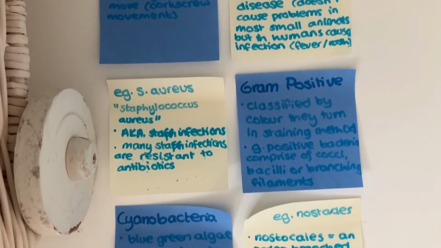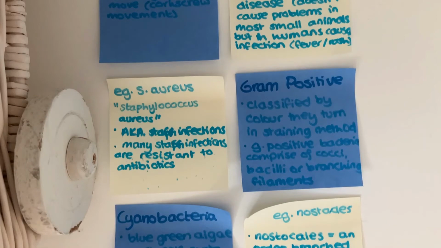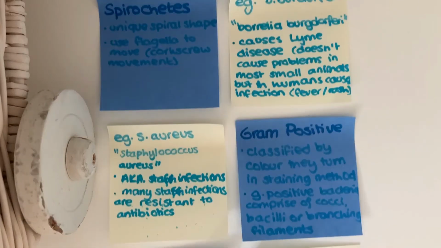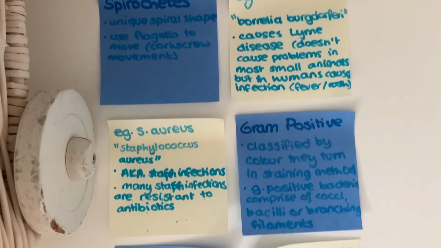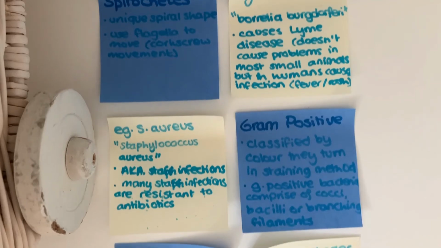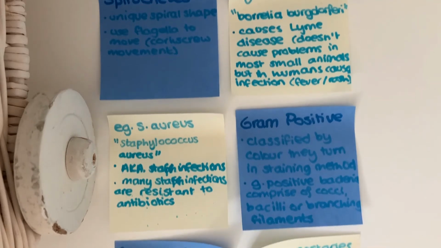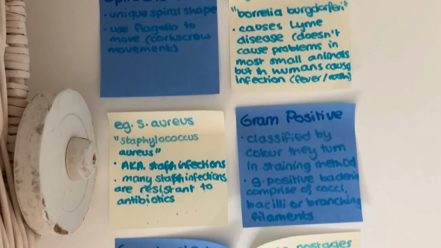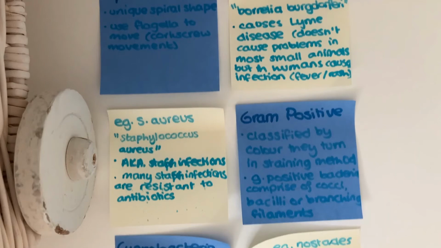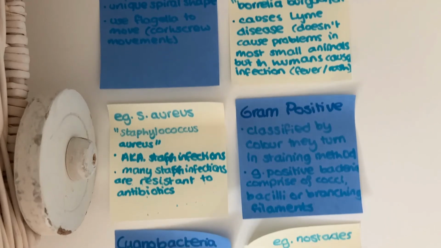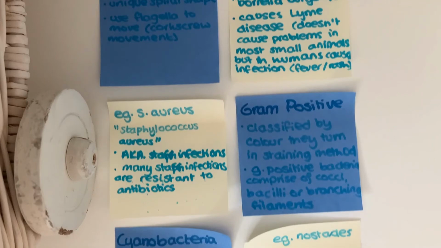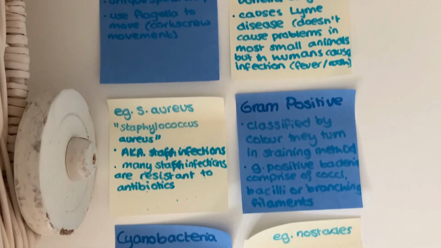Gram-positive bacteria comprise cocci, bacilli, or branching filaments. An example of a gram-positive bacteria is Staphylococcus aureus, aka staph infection. Some types of staph normally live on people's skin and in the environment, and so don't cause disease. Other types of staph, however, particularly Staphylococcus aureus, can cause serious infections.